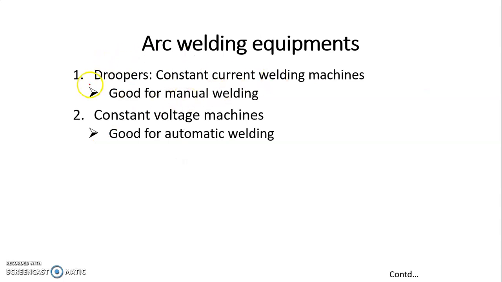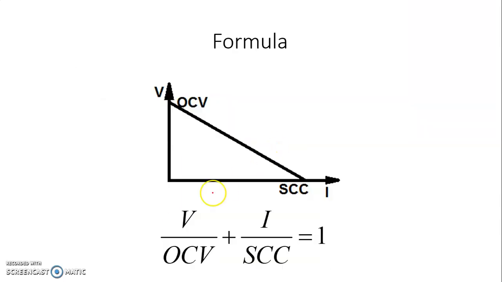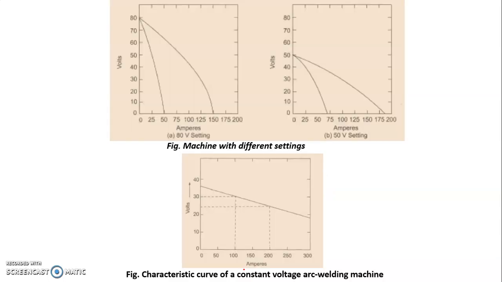Arc welding equipment, droopers, constant current welding machine. The constant current welding machine is good for manual arc welding, and the constant voltage machines are good for automatic welding. There are two types of parameters possible. One is OCV, which is called open circuit voltage, and second one is SCC, which is called short circuit current.